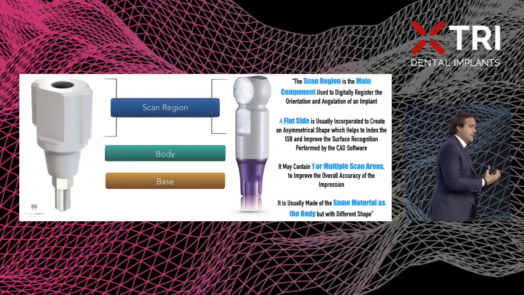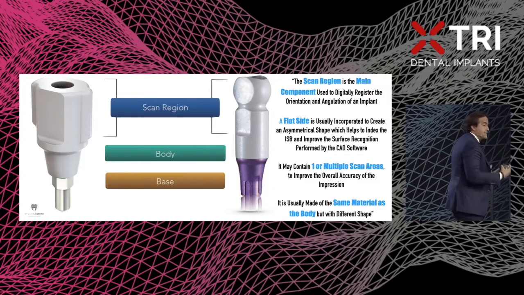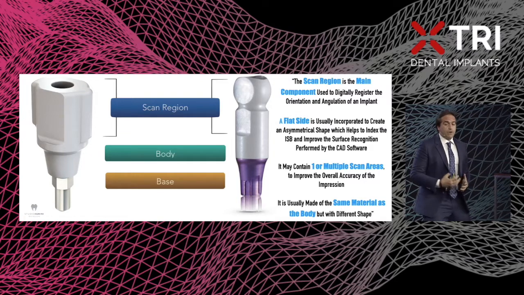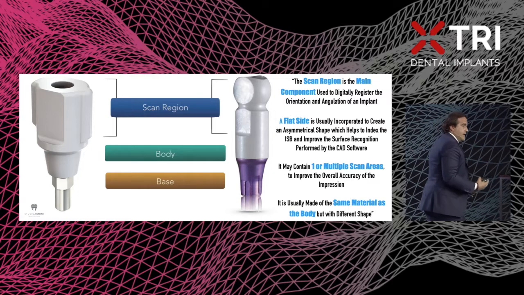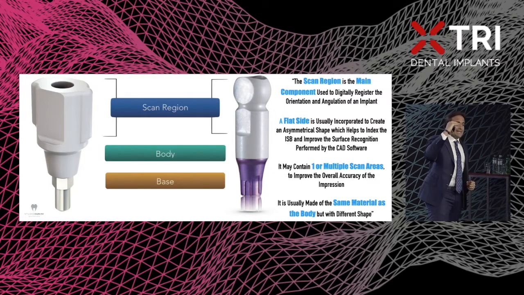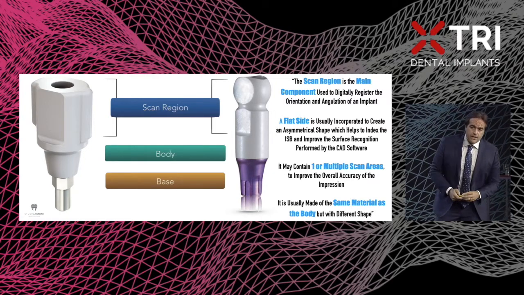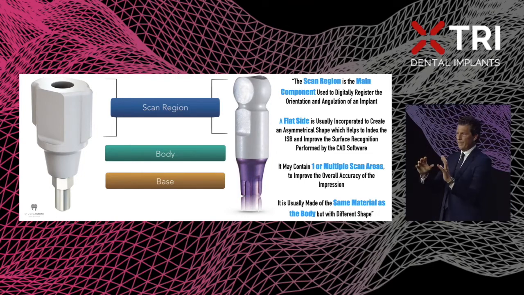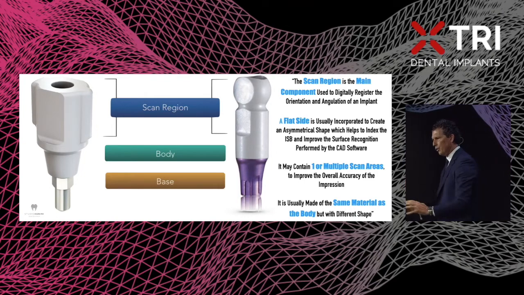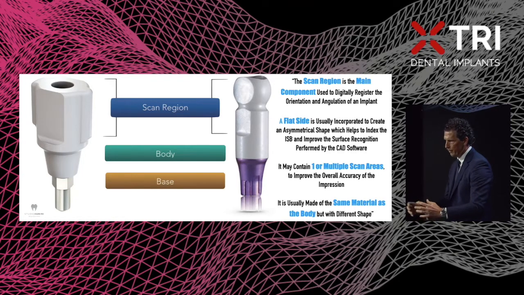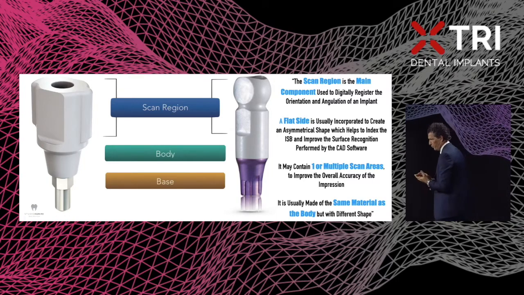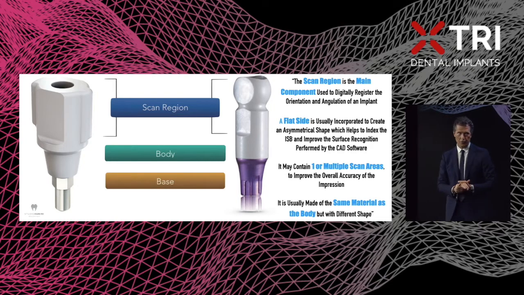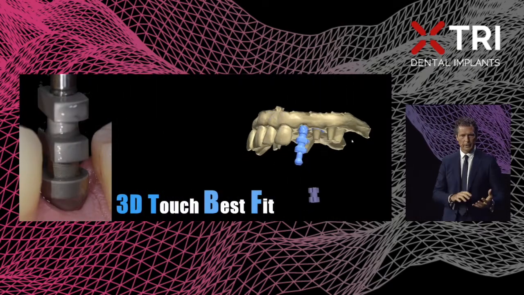So as clinicians, we should have the know-how of what a scan body is. This is the old scan body from 3, which had the scan region, a body, and a base. We knew that the scan region was the key element to detect during the scan, because it's very important to detect the 3D position of the neck or the head of the implant. So the scan region is very important, and so is the precise connection of the scan body on the implant.